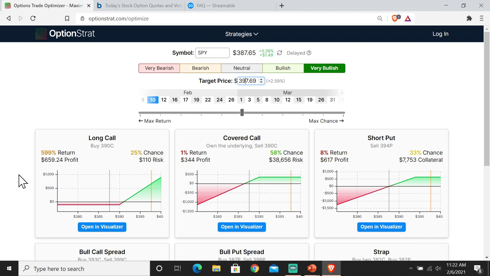Okay, taking a quick look at the chat here to see what tickers you guys are suggesting. Give me a moment, please. Walmart has earnings on February 18th.